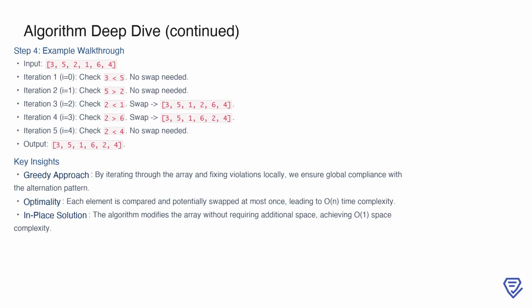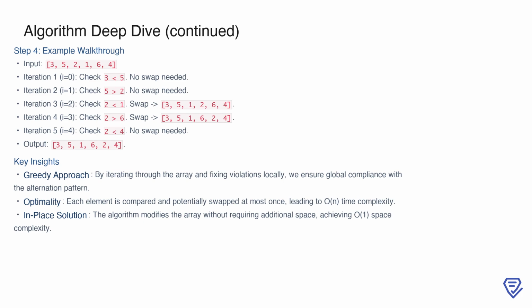At index 3, we check whether 2 is greater than 6, which is not true, so another swap is performed, resulting in 3, 5, 1, 6, 2, 4. Finally, at index 4, we verify whether 2 is less than 4, which is correct, so no further swaps are needed. The output is 3, 5, 1, 6, 2, 4.